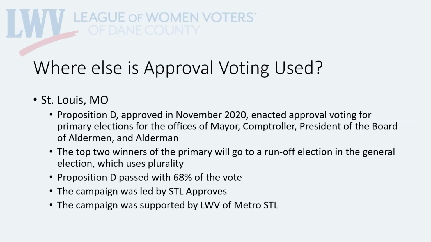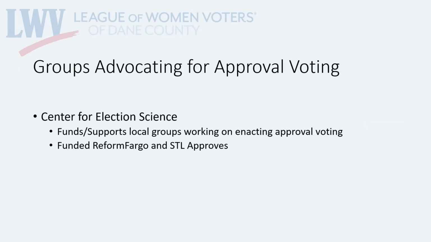There is one main national group advocating for the use of approval voting in the U.S. This group is the Center for Election Science. The Center for Election Science has been funding local campaigns for approval voting, including both Reform Fargo and STL Approves.